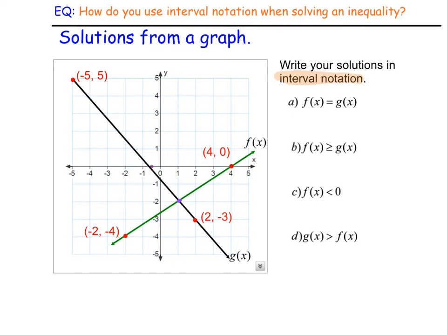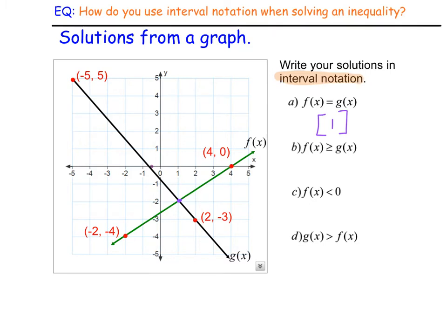As far as the interval notation, there's only one x value that has the same y value for both, and that would be 1. Since it's at 1, it's going to get a bracket. So if x equals 1, then the two y values are the same. That's what that's saying.